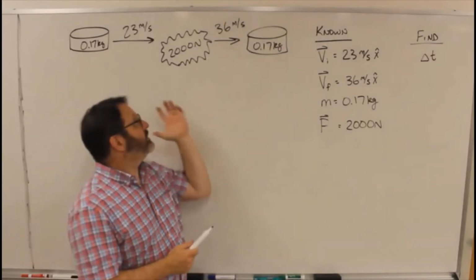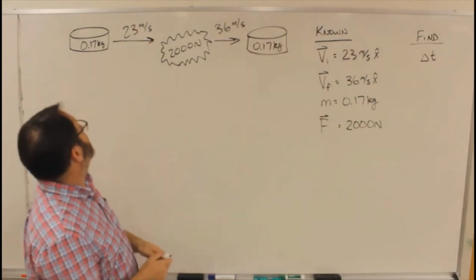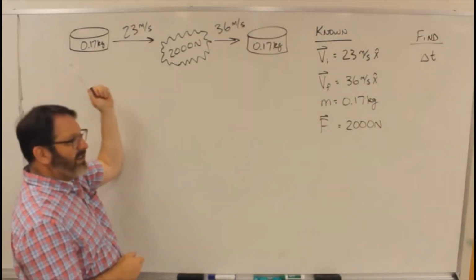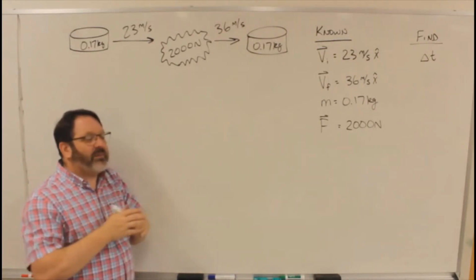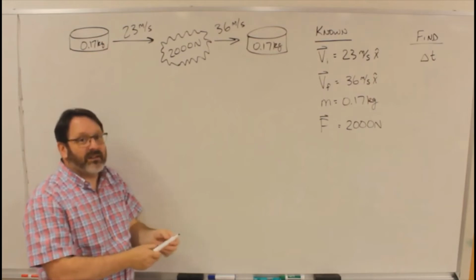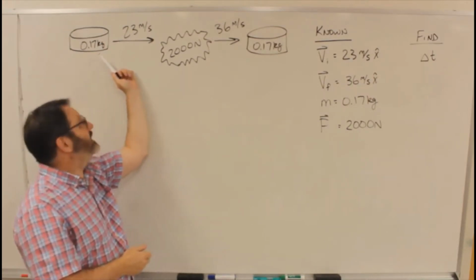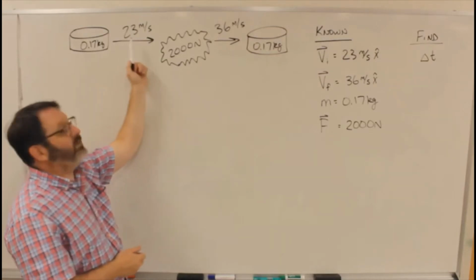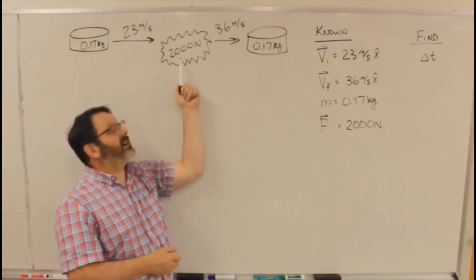So as usual, we start by drawing a picture, listing knowns and things we need to find. So we've got a hockey puck. It said it was 170 grams. I don't like grams. I want to go automatically to SI units every time I start a problem. So I went ahead and switched it to 0.17 kilograms. It's initially moving at 23 meters per second, and then there's this collision with the hockey stick.